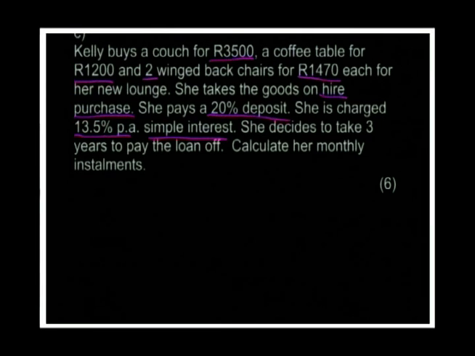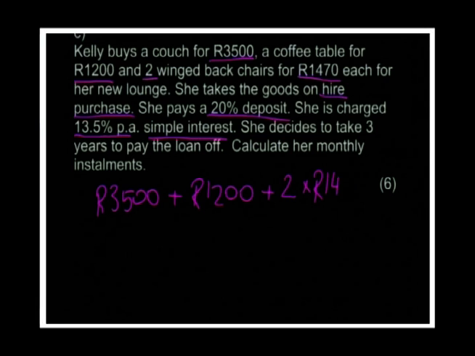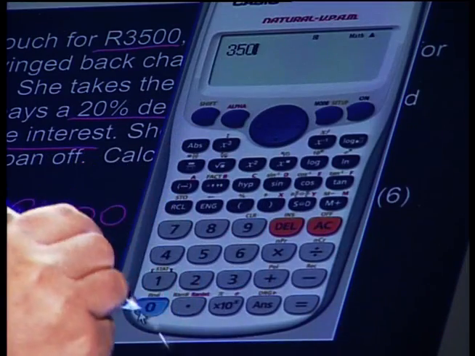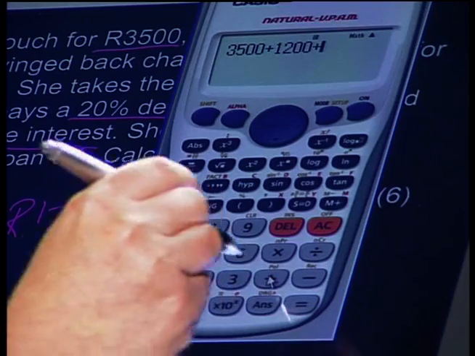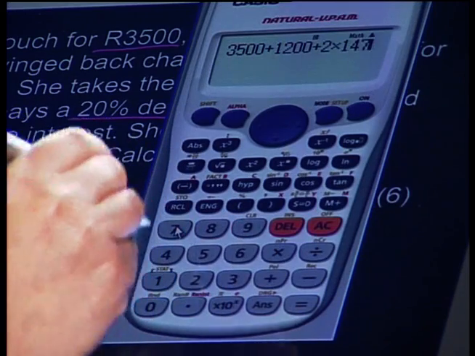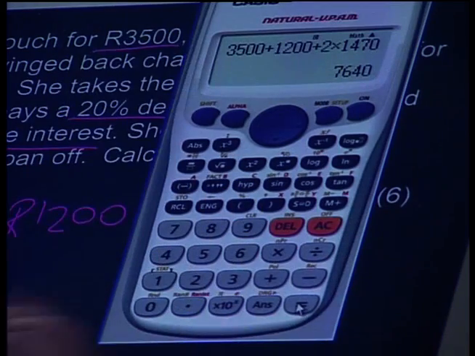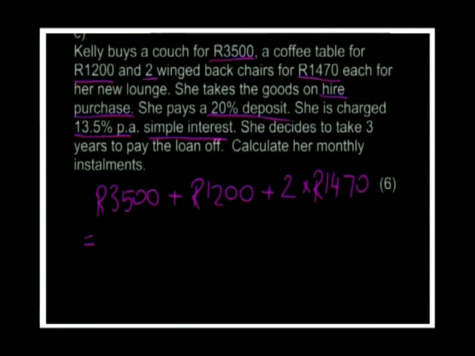So we had a couch of 3,500. She had a coffee table of 1,200. And she had 2 wingback chairs at 1,470 each. So that'll give us the total that she paid for all these goods. So we're going to get our calculator out, and 3,500 plus 1,200 plus 2 times 1,470, and we get an answer. She pays 7,640 Rand for her lounge furniture. 7,640 Rand. That is what her lounge furniture is worth.